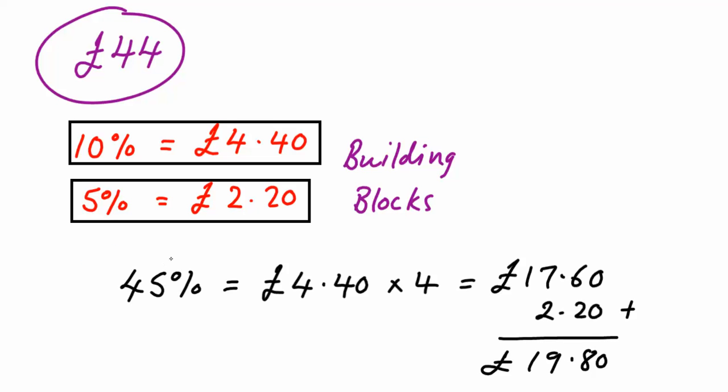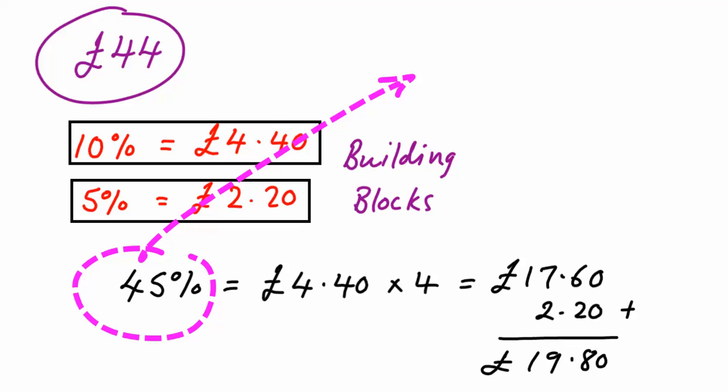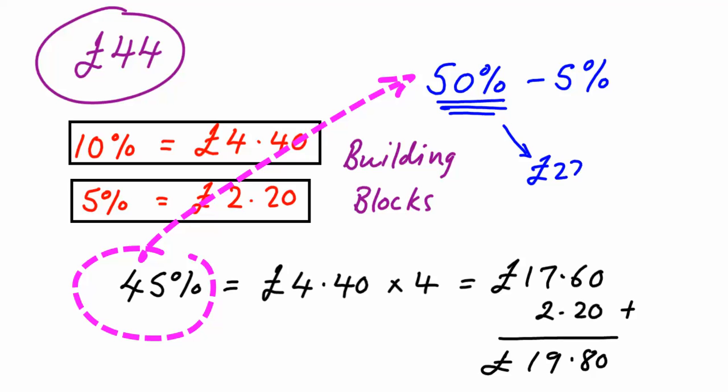Some people might have noticed that 45% is 50%, take away 5%. Now remembering that 50% is a half, all we have to do is take half of £44, which is £22, and take away the 5% building block, which is £2.20, leaving me with the £19.80. So that's another way of doing it.